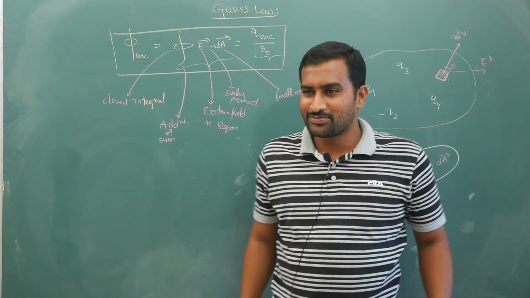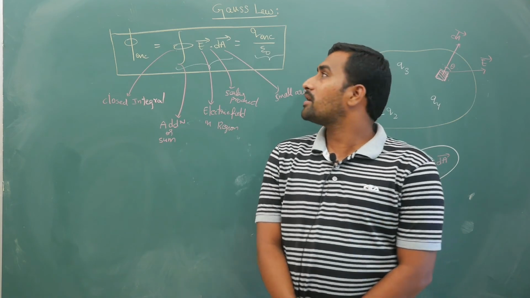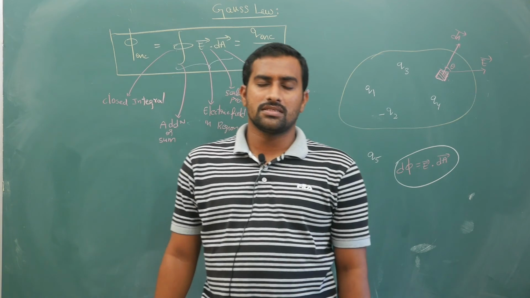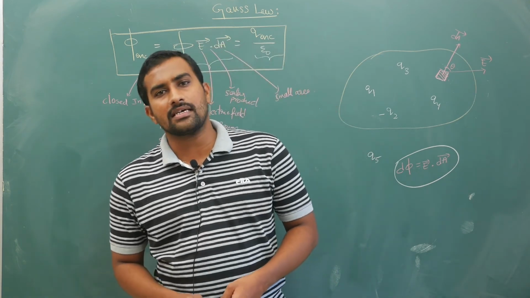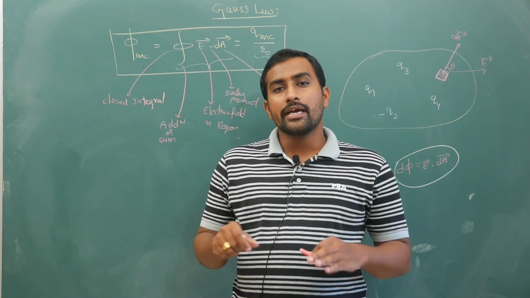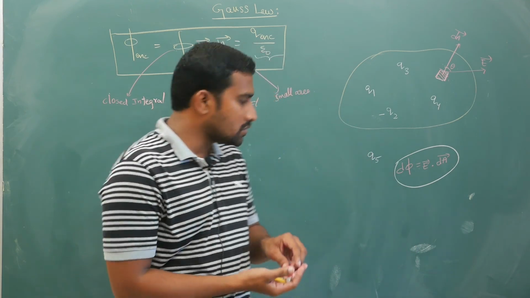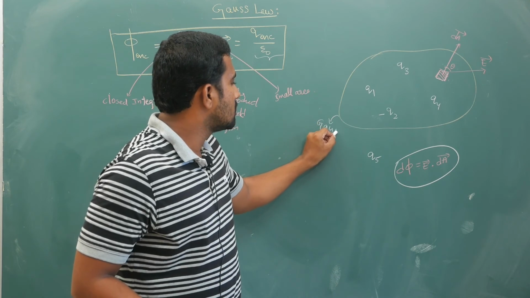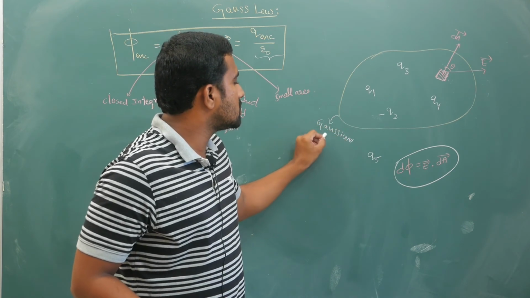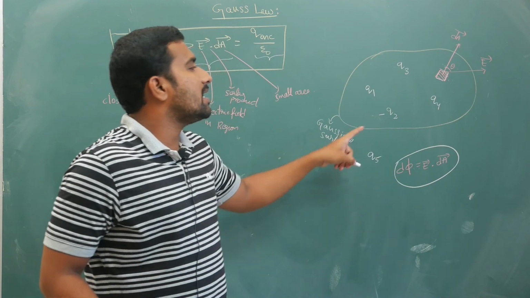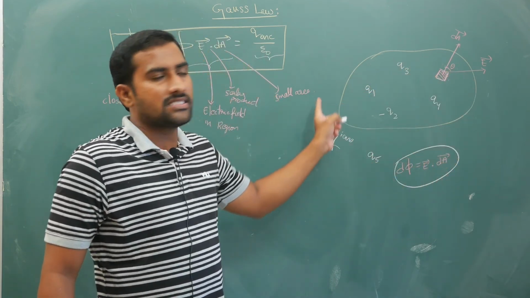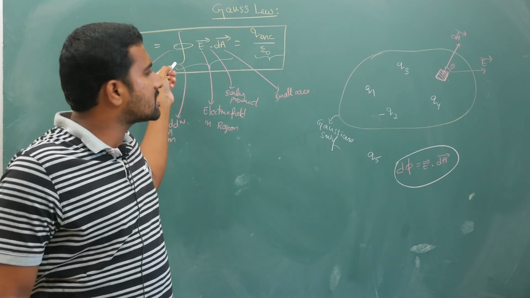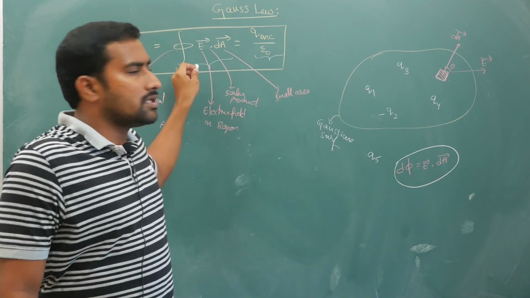So in today's class we will be seeing Gauss law. What is the Gauss law statement? It is the electric flux enclosed over a closed region. This closed region is actually called the Gaussian surface. So the electric flux across this region is given by this statement. This statement is your Gauss law.